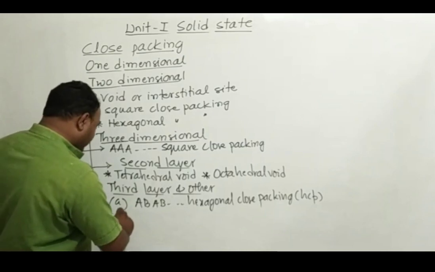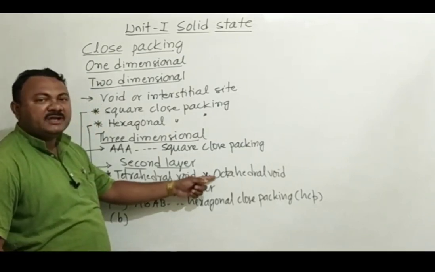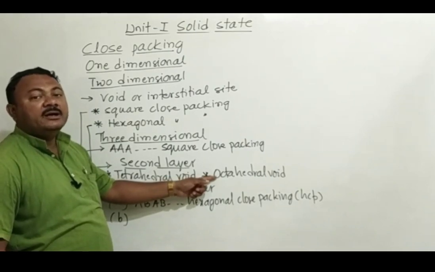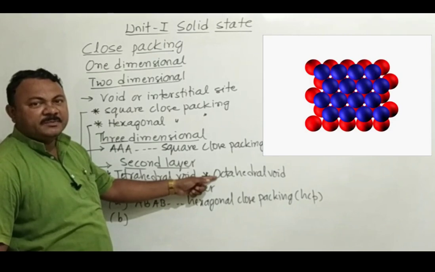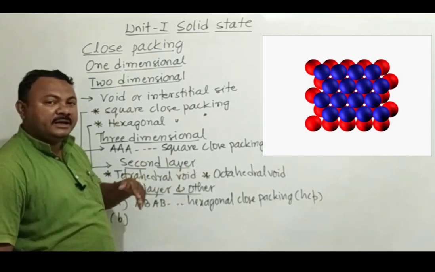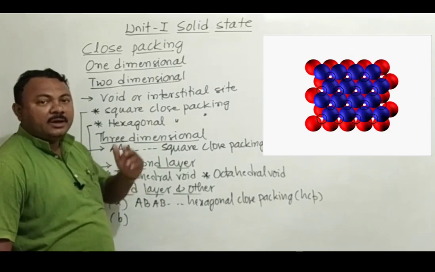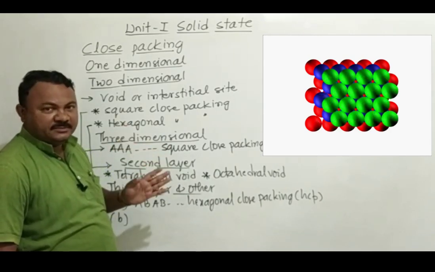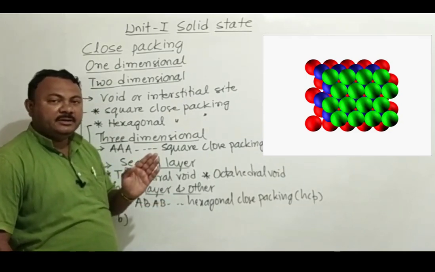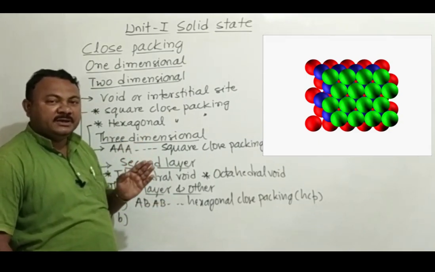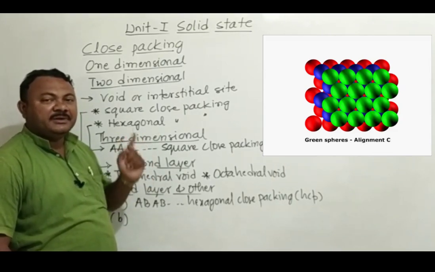Now we go for path B. What is done in path B? The third layer is placed above the second layer so that spheres of the third layer occupy octahedral voids. Similarly, you go on placing the other higher layers so that higher layer spheres occupy octahedral voids of the lower layer. Now I am placing the third layer and comparing the alignment, as shown by the green colored sphere. You can see the first layer, second layer, third layer alignments are not matching.